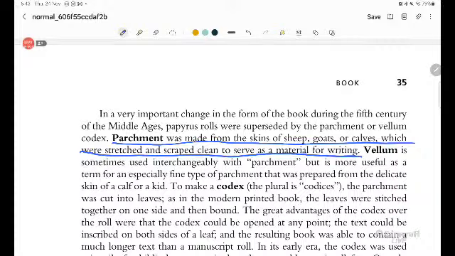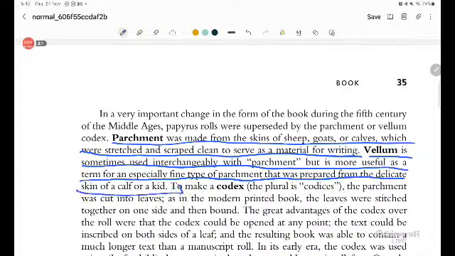Next is vellum. Vellum is okay. Next is codex.